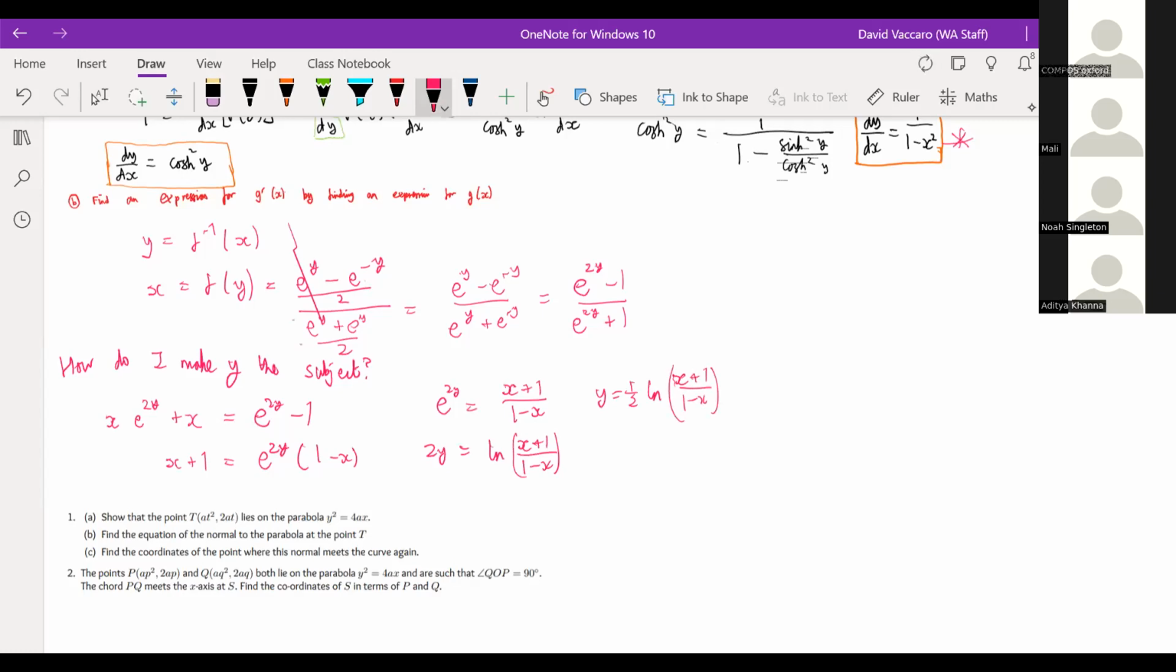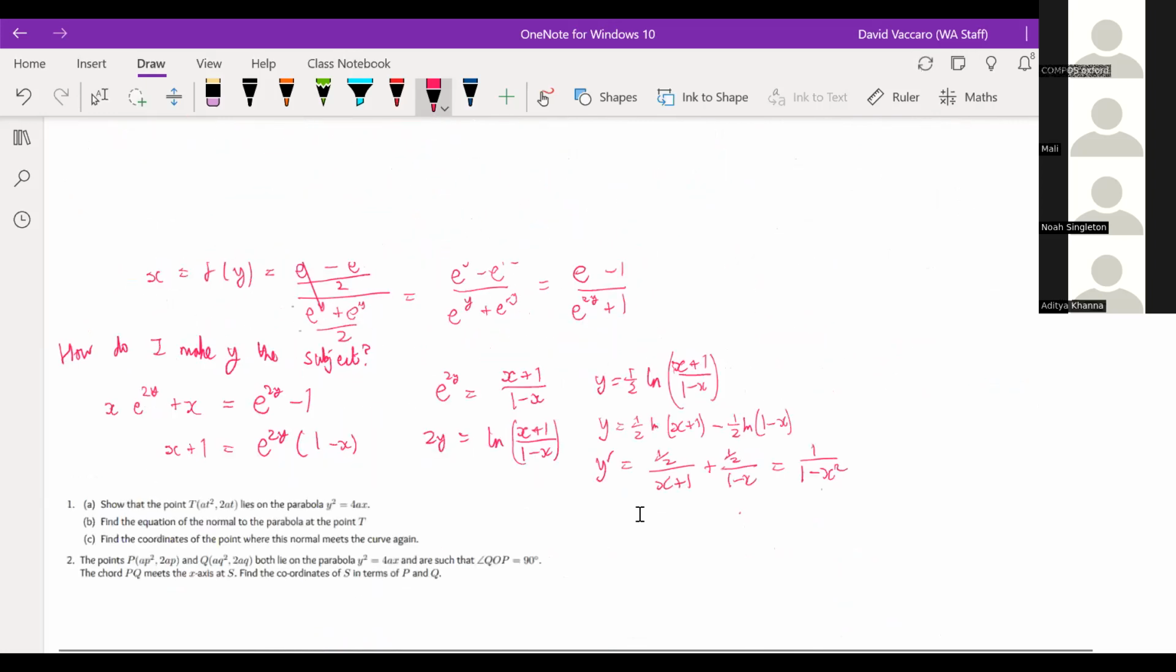What would be the easiest way to differentiate this function? We could differentiate using the quotient rule, but there's a slightly simpler way. If we write the two logs as a subtraction, it becomes a little bit easier to differentiate. So we get y dash is 1/2 over x plus 1 when we differentiate the log. When we differentiate the log of 1 minus x, we pick up an extra minus. And then when we add the two fractions, we get 1 over 1 minus x squared. So the result is the same. So again, maths has done the job.